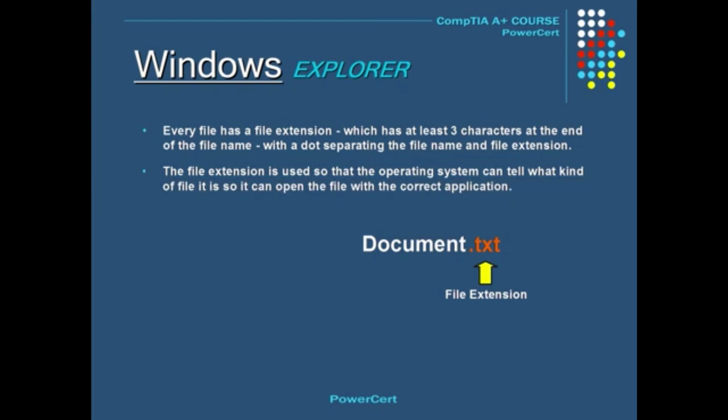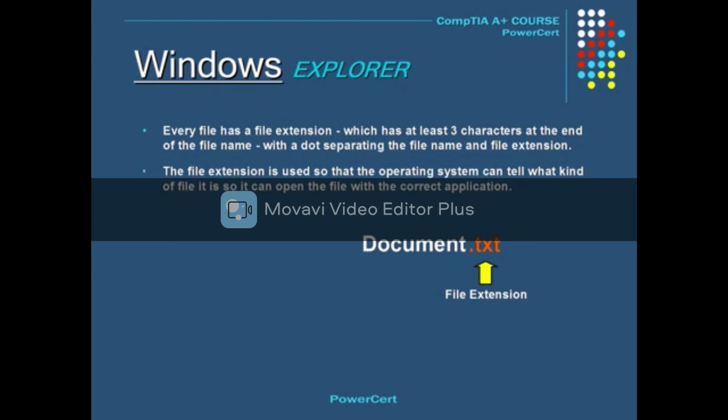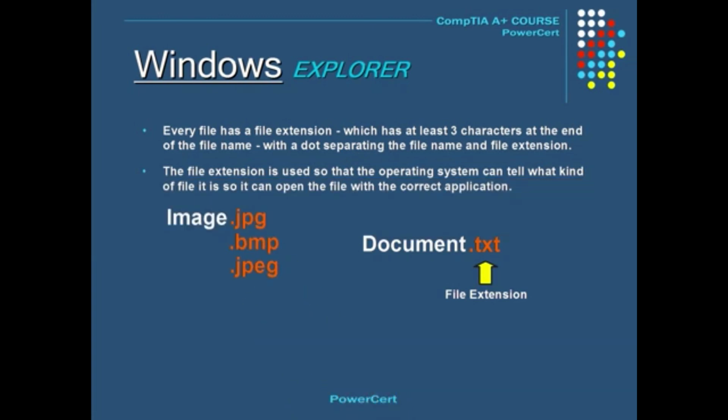For example, if the file is a simple text document, the file will have the extension of .txt. If the file is an image, it may have the extension of .jpg, .bmp, or .jpeg, just to name a few. Or if it is a music file, it may have the extension of .mp3.